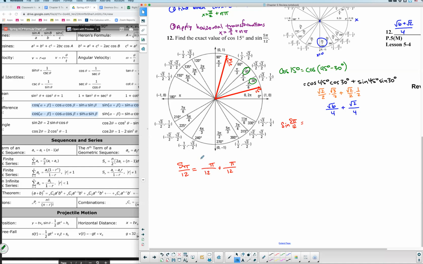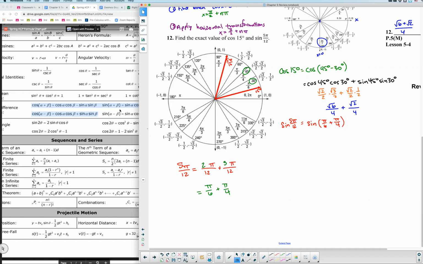However, 2 and 3 would work, because this would become pi over 6. This becomes pi over 4. And those two values are right there. So I'm going to rewrite this as saying sine of 5 pi over 12 is equal to sine of pi over 6 plus pi over 4.